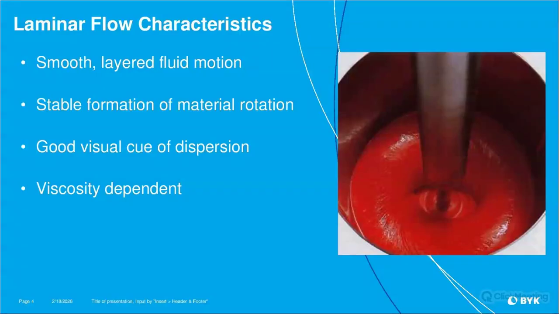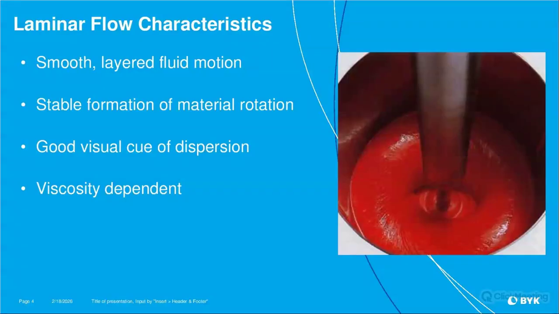So typically in most applications, when we see a donut, we see very good dispersion results. Now, that's not to say that if you don't have a perfect donut like this, that you are not being successful in your dispersion process. It kind of varies from application to application, but when you do see this, you can be guaranteed that you're getting a good dispersion. Of course, like I said, it's very viscosity dependent.